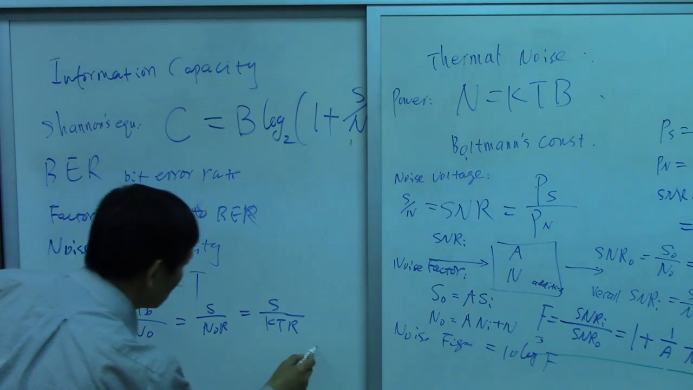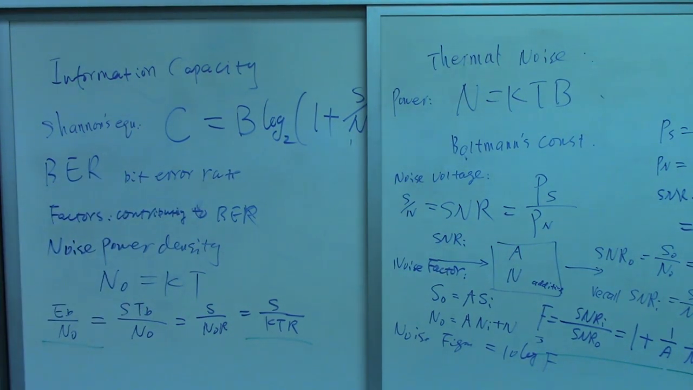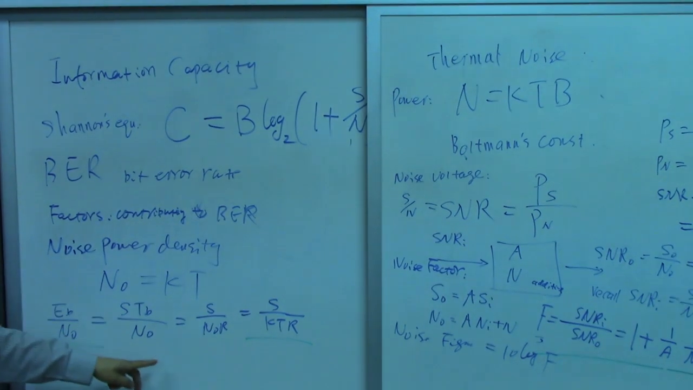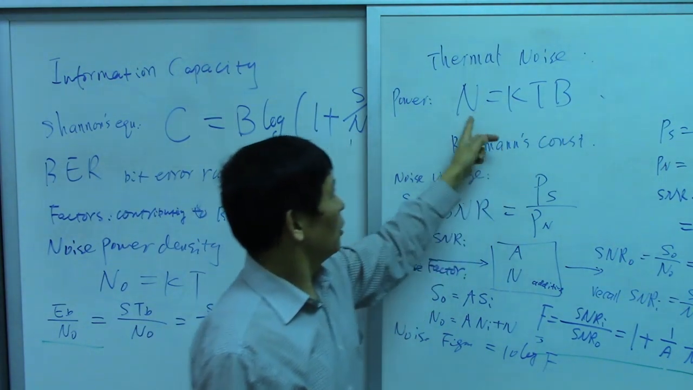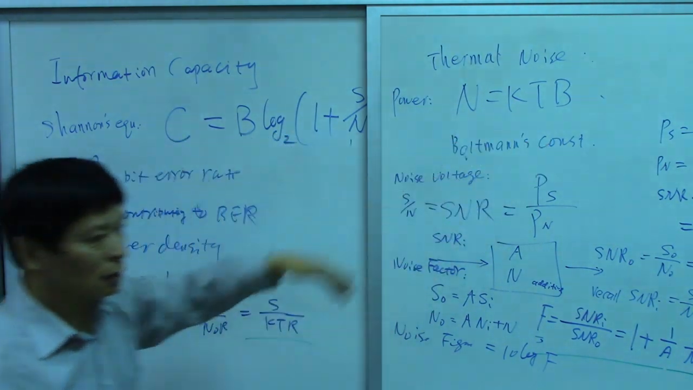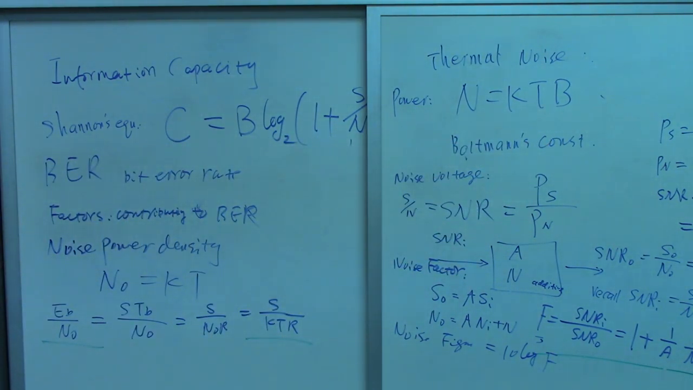So this is related to this. And the bit error rate is a function of this, and we are going to discuss this in the following chapters. We know this one does not depend on the bandwidth. The bandwidth is here, but after this is divided by the bandwidth, it's not a function of bandwidth anymore. Okay?